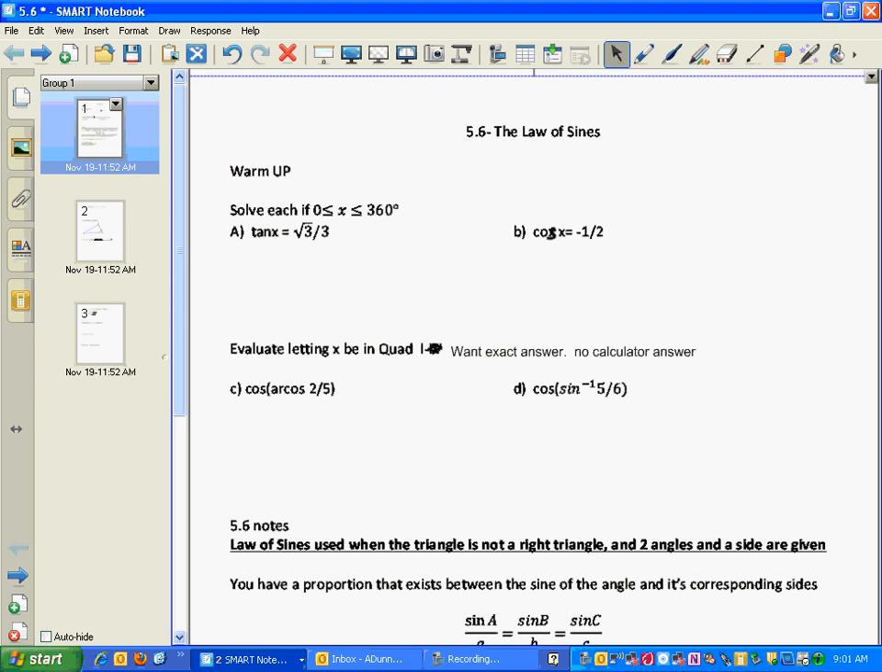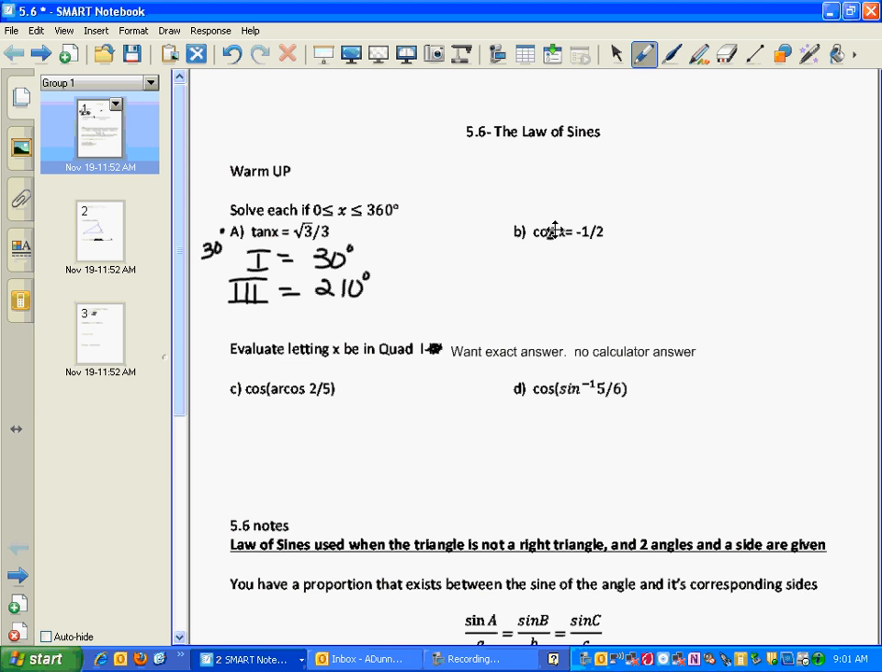Okay, so what angle are we dealing with? If a tangent of that angle is square root of 3 over 3? 30. So we know that our reference angle is 30 degrees. Where is the tangent positive? Which quadrants? So if it's in the first quadrant, we're going to keep it 30 degrees. And if it's in the third quadrant, we're going to make it 210 degrees. Are we good? Did we get that right? Anybody got a question?